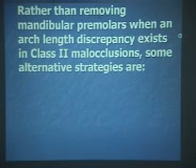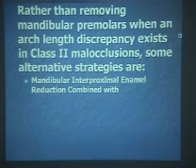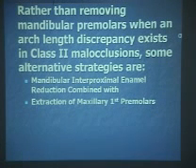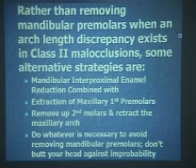Rather than removing mandibular premolars when an arch length discrepancy exists in class 2s, here are some alternative strategies. Mandibular interproximal enamel reduction. Stripping. Combined with the extraction of the maxillary first premolars, removal of the upper second molars and retract the maxillary arch, do whatever is necessary to avoid removing mandibular premolars. Don't butt your head up against impossibility. Butt your head, you understand?